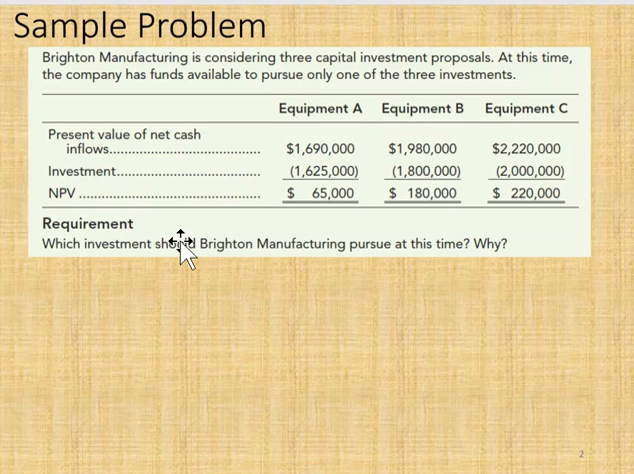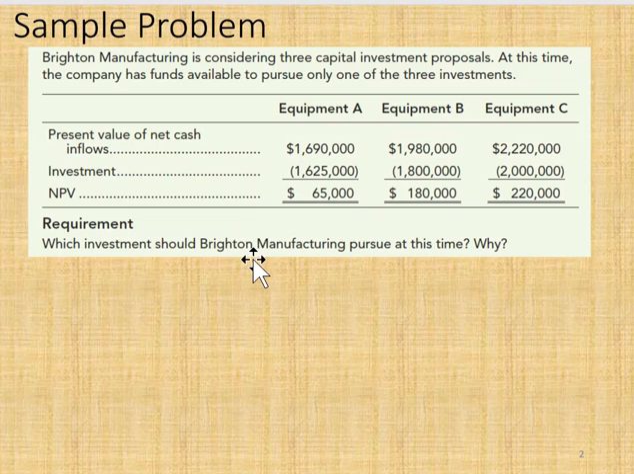Now here's another example that we could demonstrate profitability index. Brighton Manufacturing is considering 3 capital investment proposals at this time. The company has funds available to pursue only one of the 3 investments. So we've got equipment A, equipment B, and equipment C. And you can see the present value of net cash inflows for each of those, along with the associated investment and net present value. So they would all be acceptable under net present value.